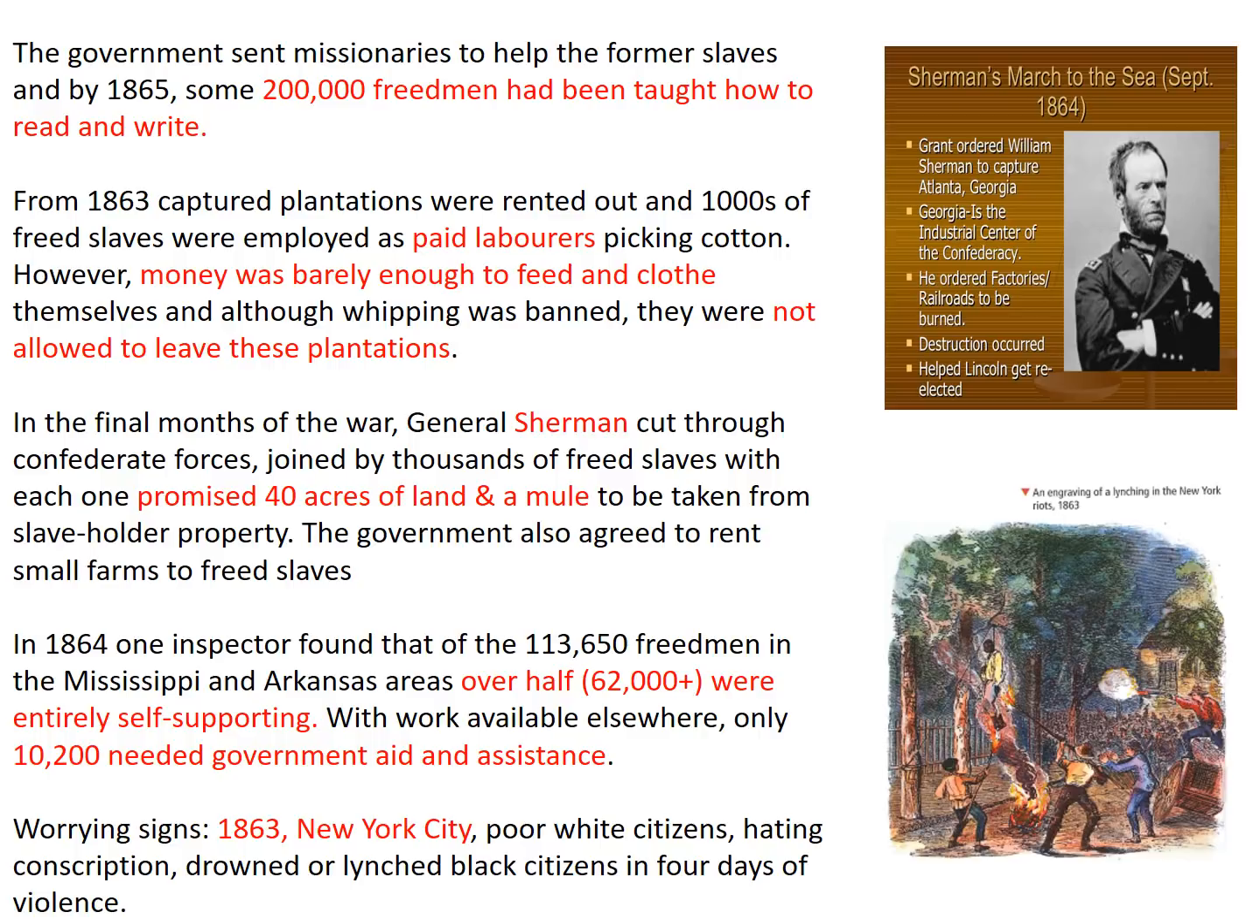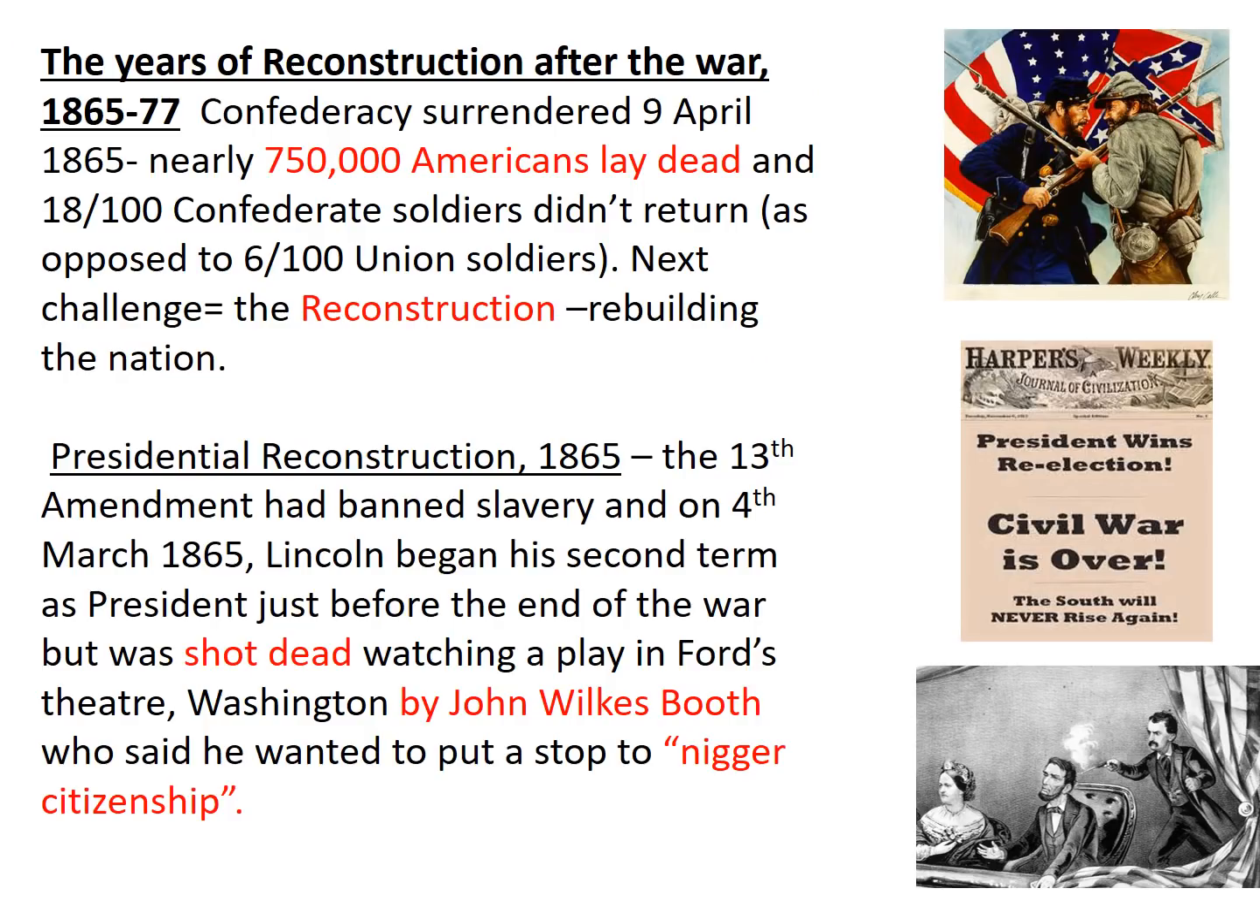However, in contrast to that, up in the North, already we've got problems. In New York City, poor white citizens being forced to join the war take out their anger on black citizens in the area. Four days of violence where they drowned or lynched black citizens. Right, so the war is won by the North in 1865. 250,000 Americans lie dead. 18 out of every 100 Confederate soldiers don't return, as opposed to 6 out of 100 Union soldiers in the North.